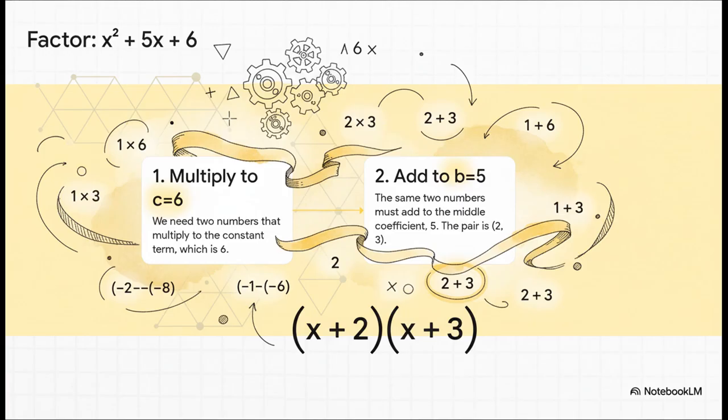Okay, let's apply our simple trinomial rule. We need two numbers that multiply to our c value, 6, and add up to our b value, 5. So what are the factors of 6? Well, we have 1 and 6, but they add up to 7, so that's not it. What about 2 and 3? Do they add up to 5? Yes, they do. That means our factors are x plus 2 and x plus 3.